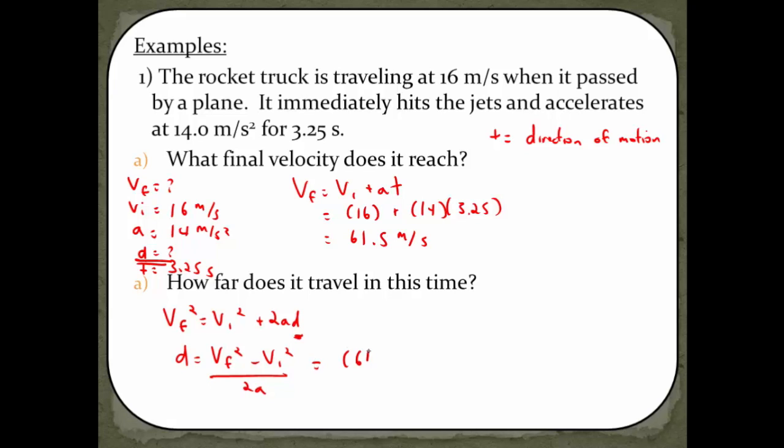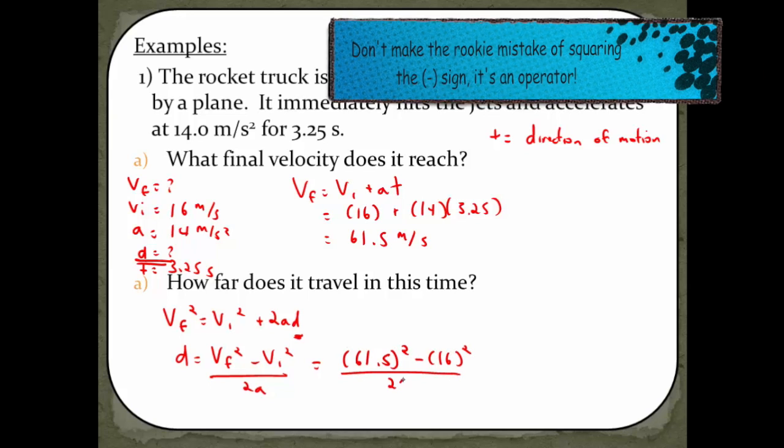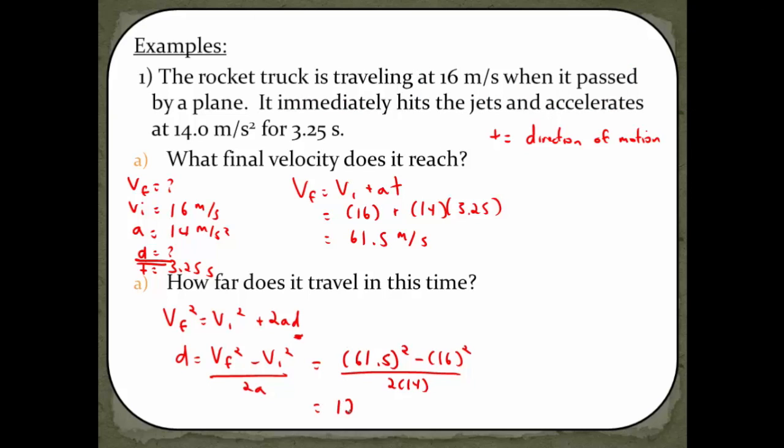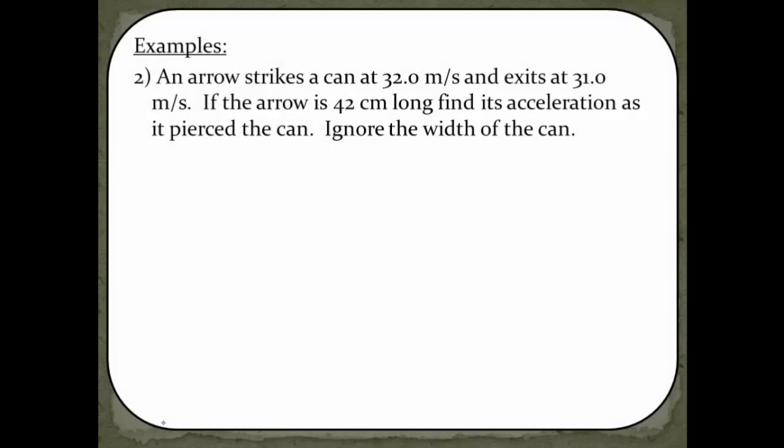We've got 61.5 squared minus 16 squared divided by 2 times 14, and that's going to give you a final value of about 126 meters. Again, we don't need to establish a direction. Why? Because distance is in fact a scalar. Displacement is the vector. Okay, so little tricky, but notice how listing that table at the beginning really helps you along the way. Let's deal with another one.